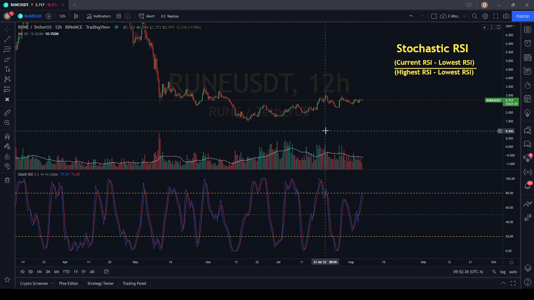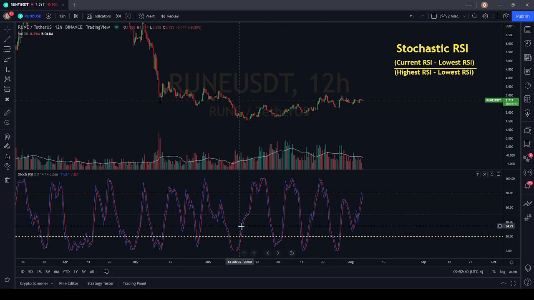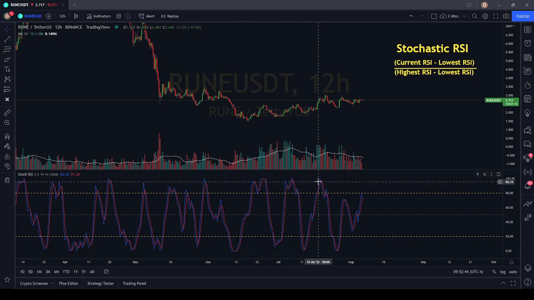But what a lot of people use the stochastic for is to increase the amount of noise from the normal RSI, or increase the amount of signals. And so we showed before, when we first started this video, that this has a lot larger swings than a standard RSI does. What that means is that your signals are amplified, but you end up with some more noise.